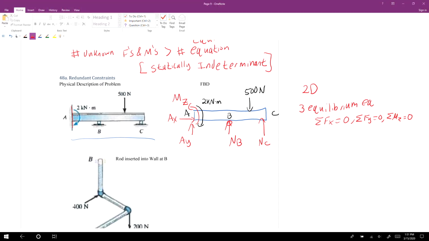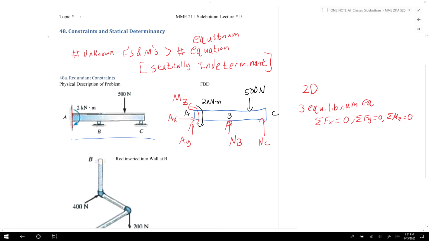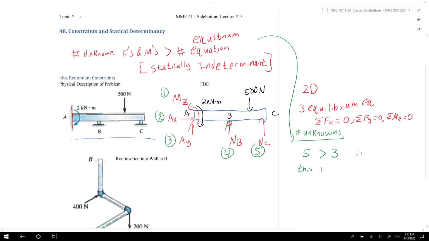In this case, the number of unknowns is 1, 2, 3, 4, 5. So we have 5 unknowns. Since 5 is greater than 3, our condition up here, this problem may not be solved using statics, or using the equilibrium equations.